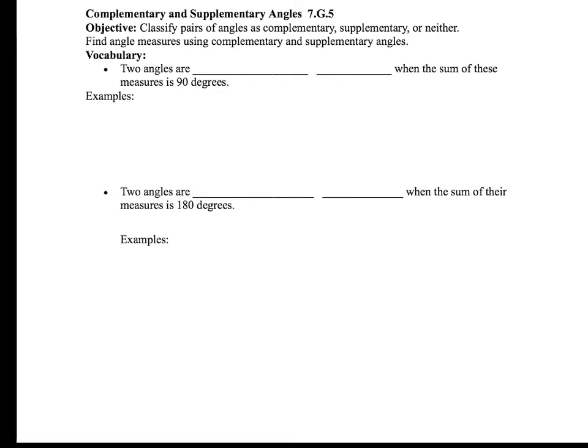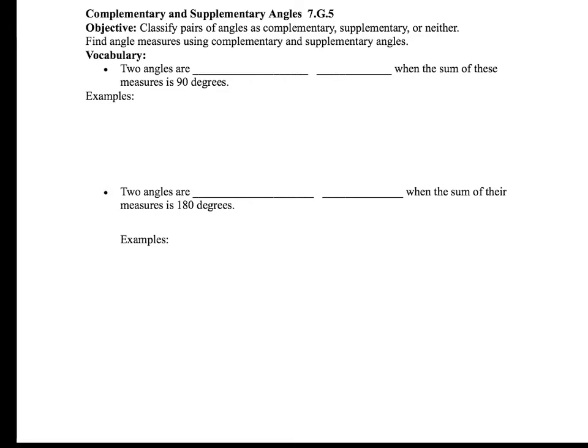Today we're going to talk about complementary and supplementary angles. Our objective is to classify pairs of angles as complementary, supplementary, or neither. In the second part of our video, we're going to find angle measures using complementary and supplementary angles. Okay, so we're first going to start off with vocabulary.